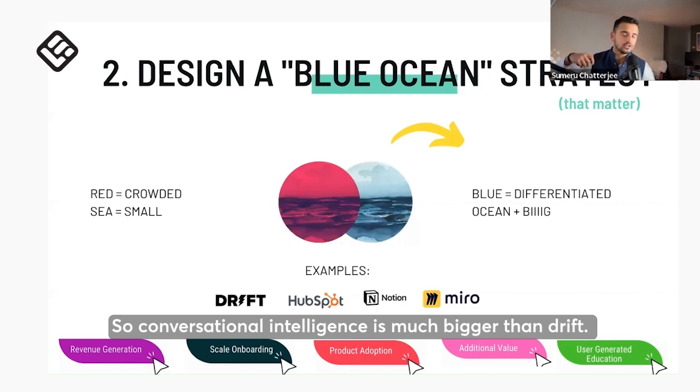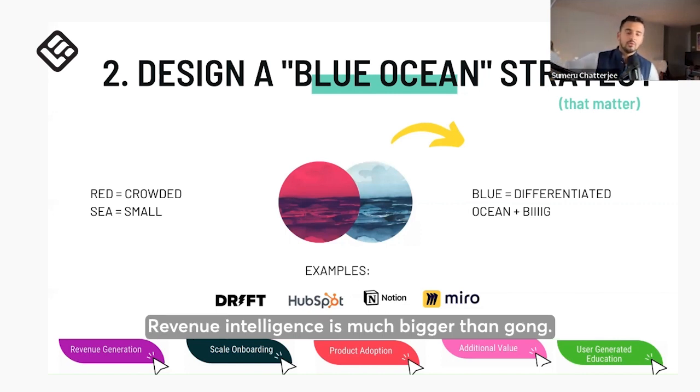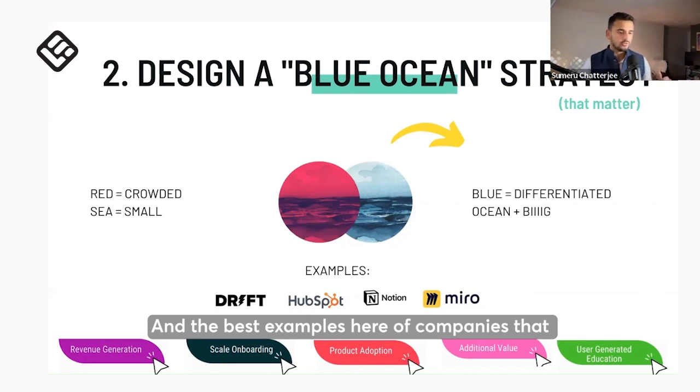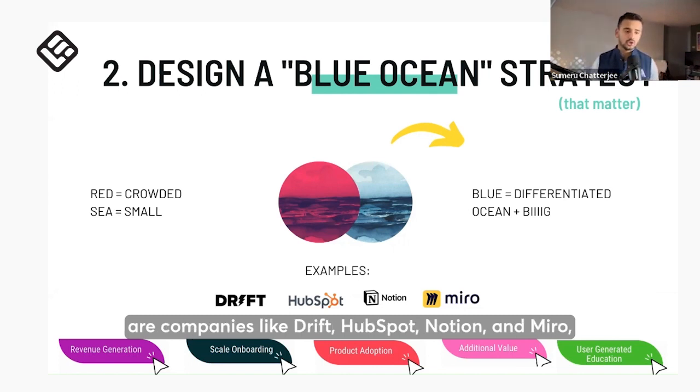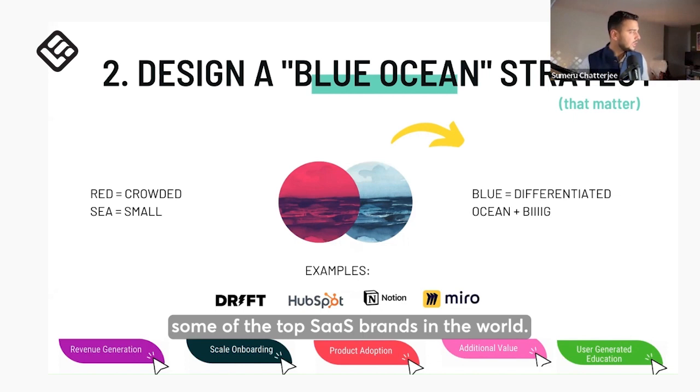So conversational intelligence is much bigger than Drift. Revenue intelligence is much bigger than Gong. And the best examples here of companies that have created new categories or really found themselves in blue oceans are companies like Drift, HubSpot, Notion, and Miro, some of the top SaaS brands in the world.